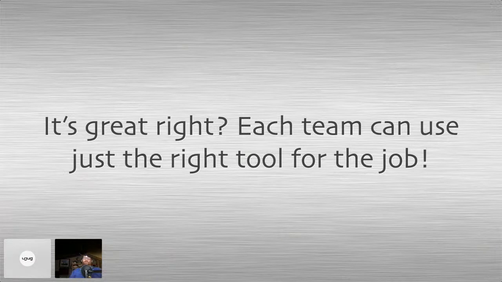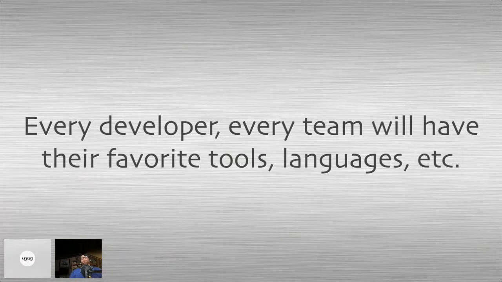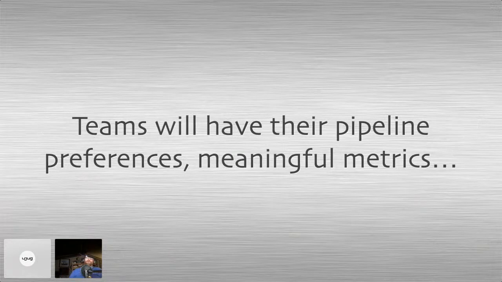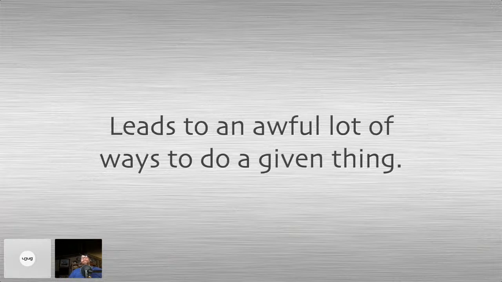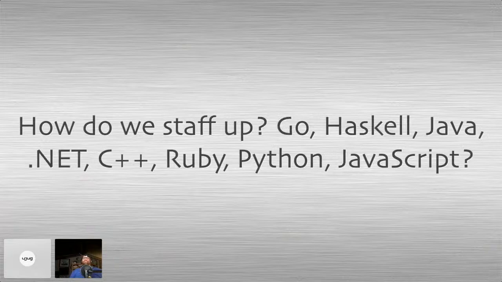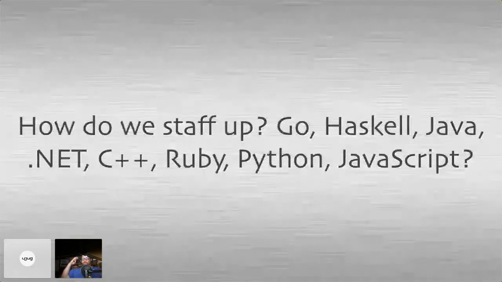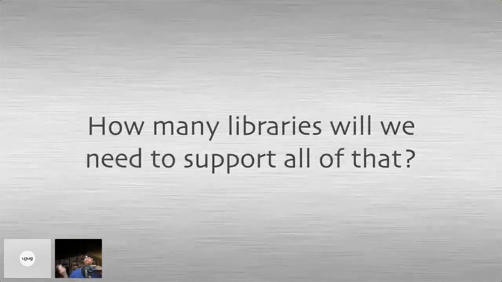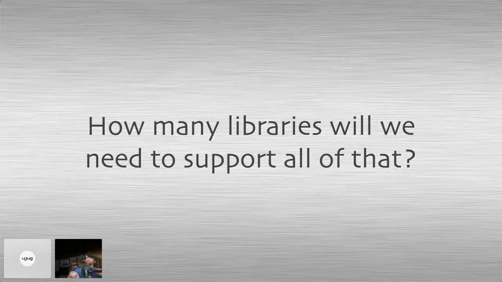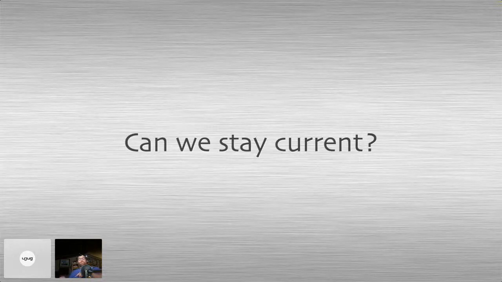Now, of course, if we're not careful here, we don't have one or two ways of doing something. We have like infinity ways of doing something. And everybody's got their own favorite tools, their own favorite languages, their own pipelines, their own metrics. And now I've got a lot of ways of doing stuff. Now that, of course, leads to a conundrum of, well, how do I staff that up? Where is this unicorn developer that knows all these different languages? Never mind everything else that's in play here, the different data stores, the containers, the container orchestrator, the cloud platform. I mean, this grows exponentially. Oh, and by the way, how many libraries do I need to support all of that? And can I actually stay current on all of that?